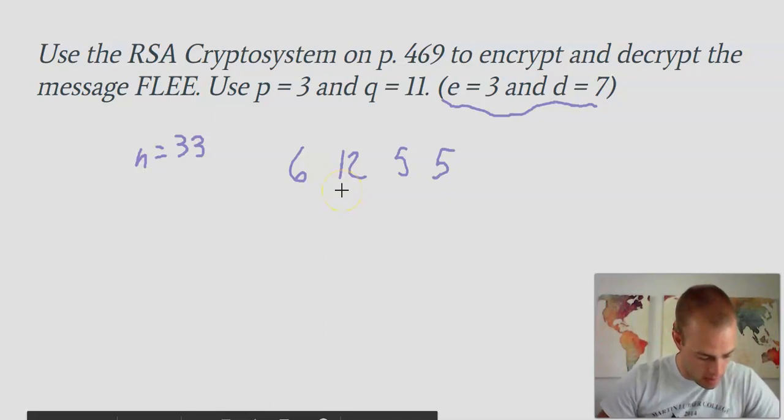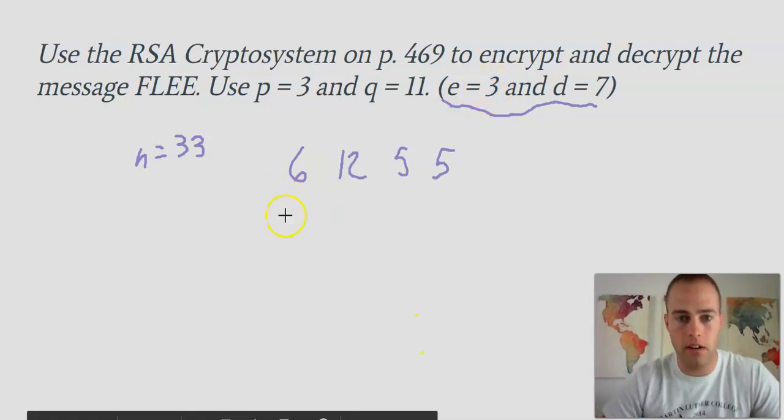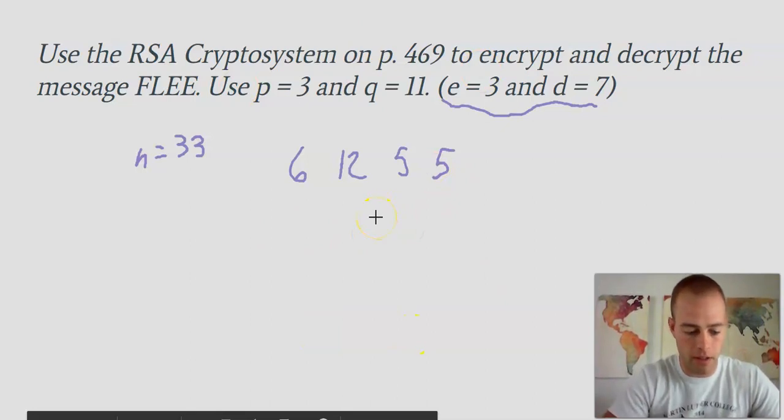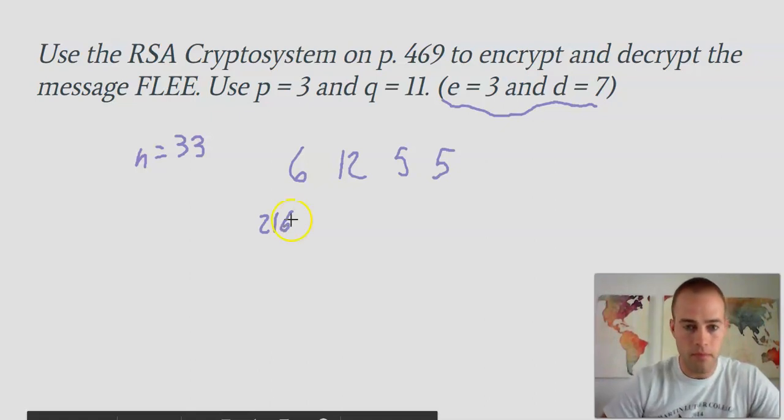Step 2 says raise each number to the power E. Our E is 3, so we're going to take 6 cubed. I'm not going to show you the online calculator yet. I think you can follow this much on your own. 6 cubed is 216. 12 cubed is 1,728. 5 cubed is 125, and 125.